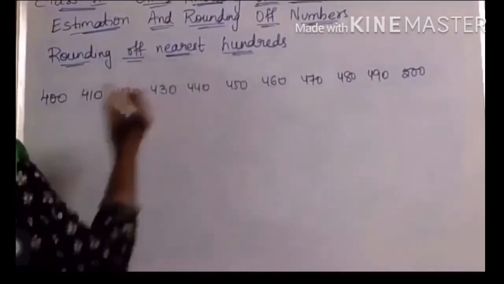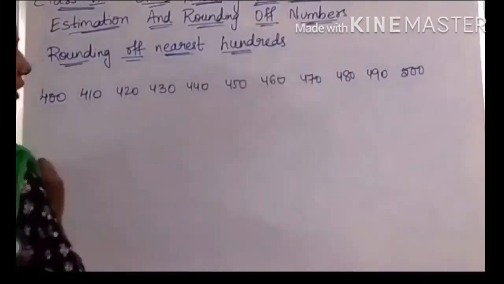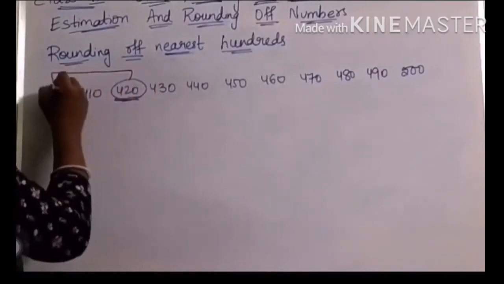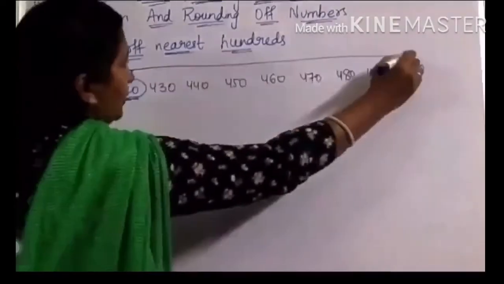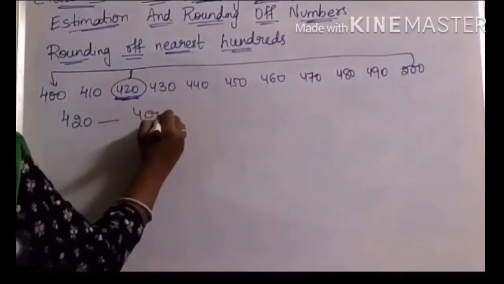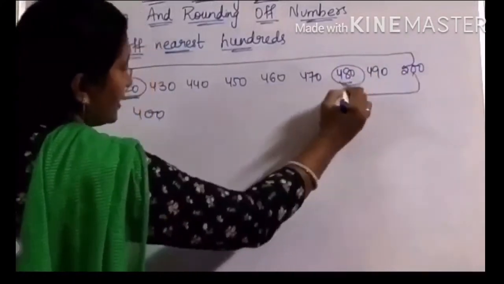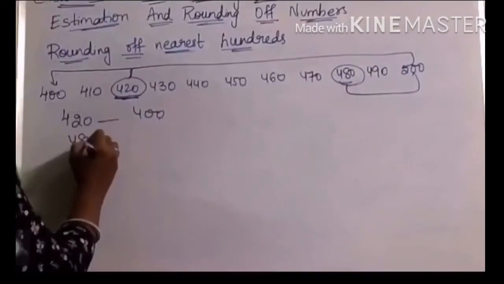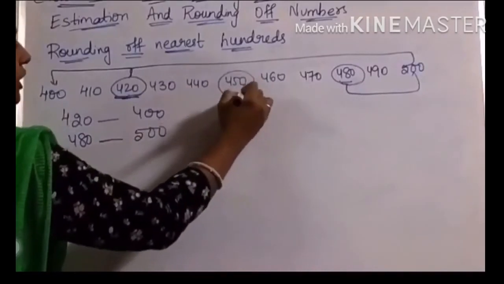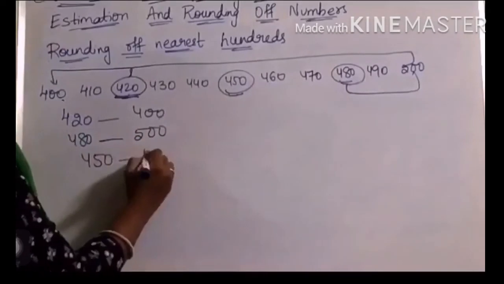Next, rounding off nearest hundreds. Here 400, 410, 420, 430. Here I took numbers like this. Suppose I take 420. 420 is very near to 400, isn't it? Then 500. So 420 is rounded to 400. When I compare 480, 480 is very near to 500 than 400. So 480 is rounded off to 500. Then what about 450? It is at equal distance from 400 and 500. So 450 is rounded to 500.